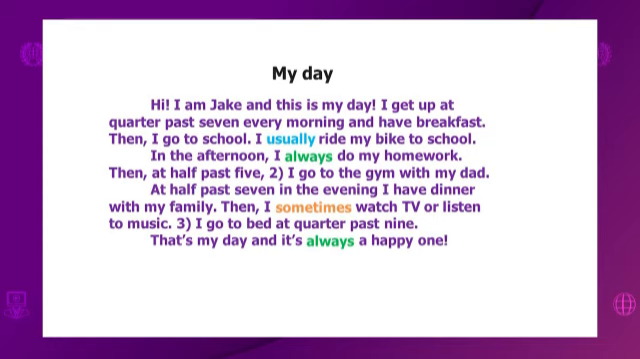Hi, I'm Jake, and this is my day. I get up at 7:15 every morning and have breakfast. Then I go to school. I usually ride my bike to school. In the afternoon, I always do my homework. Then at 5:30, I go to the gym with my dad. At 7:30 in the evening, I have dinner with my family. Then, I sometimes watch TV or listen to music. I go to bed at 9:15. That's my day, and it's always a happy one.